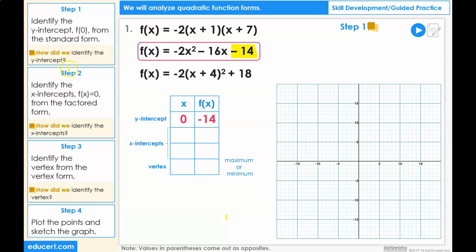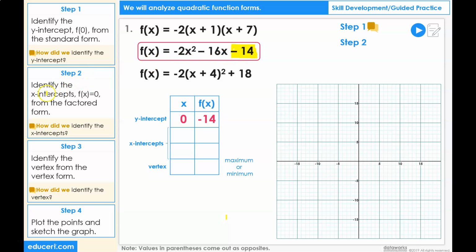How did we identify the y-intercept? We identify the y-intercept from the standard form version of the quadratic function using the combination 0 and the numeric term in the standard form. Here it was a -14.